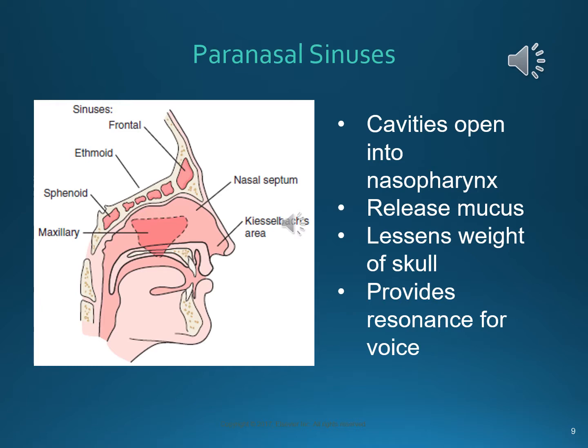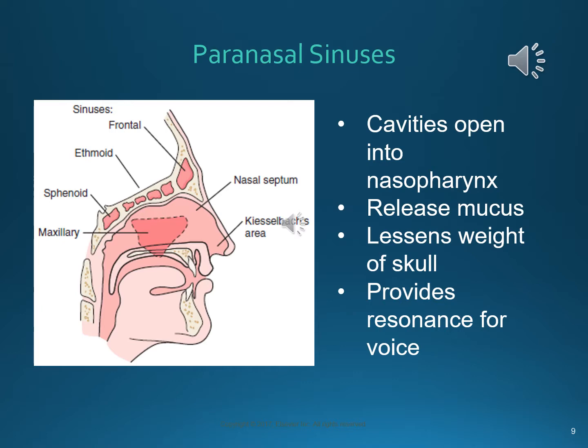Your paranasal sinuses are cavities that empty into your nasopharynx and release mucus. They're lined with mucous membranes with little cilia, and the cilia beat the mucus down toward the opening, and then those openings let the mucus drain into the nasopharynx. These are big cavities full of air, and they lessen the weight of the skull. They also provide resonance for your voice. So think about when you have a cold and your sinuses are stopped up, sometimes your voice will sound a little different because the airspace is different in your sinuses, and that changes the way your speech sounds.